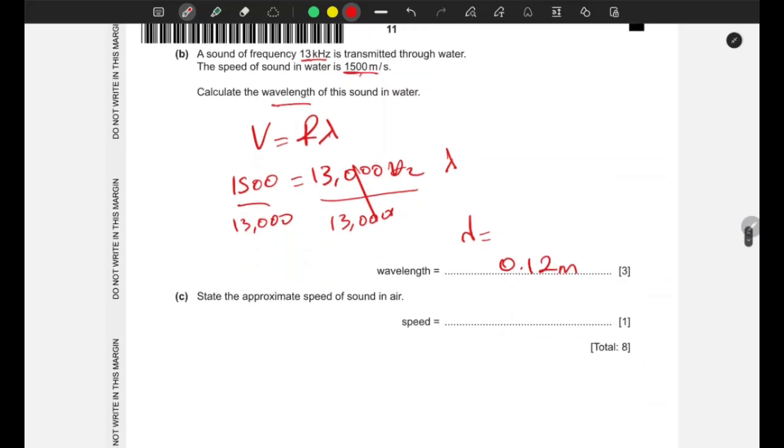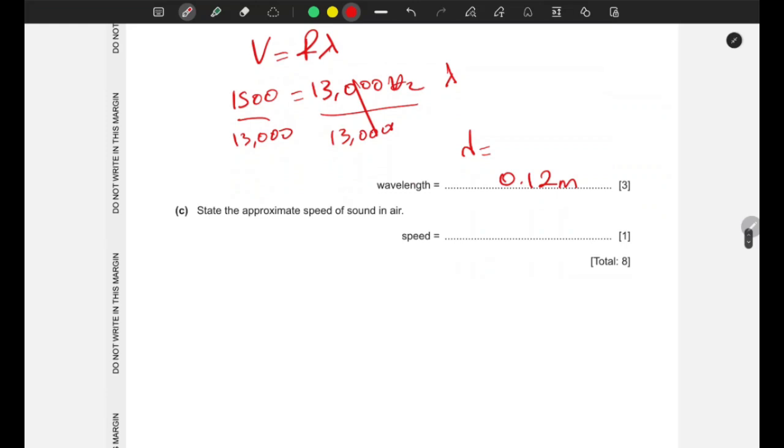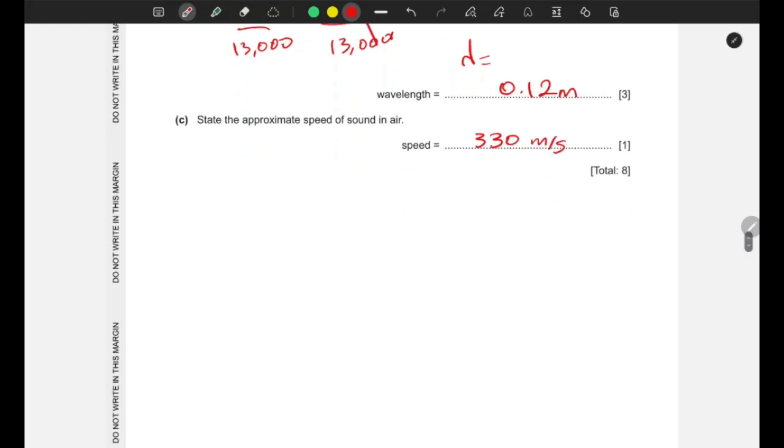Don't forget the units. State the approximate speed of sound in air. So that's, we can say, 330 meters per second. It's always a constant value.